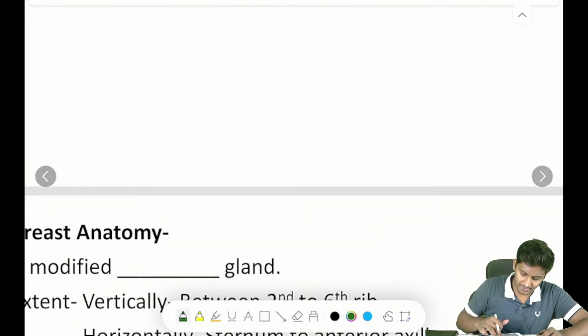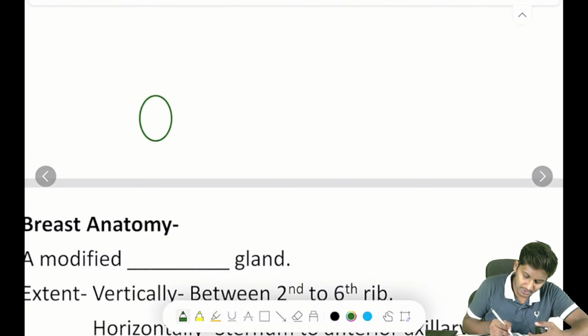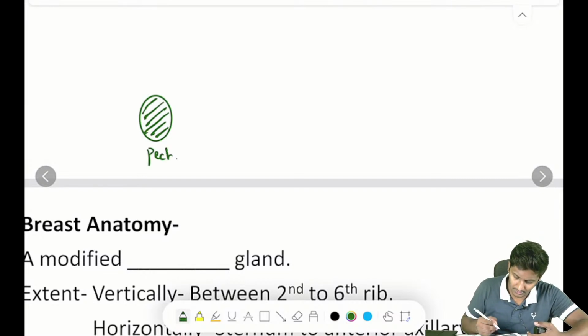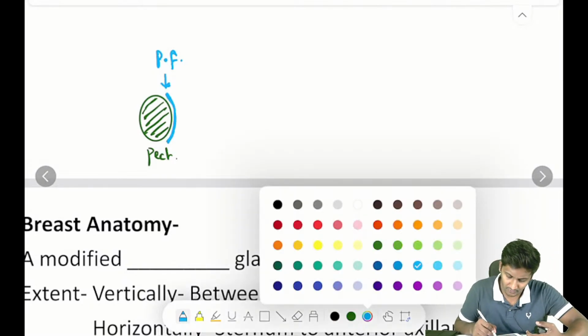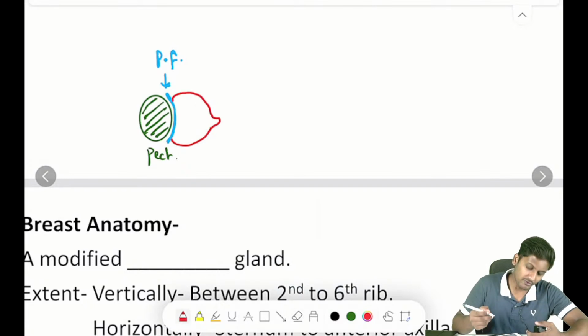So I was talking about the breast. This breast is present on the chest wall, and the chest wall is made up of the pectoralis muscle. The covering of a muscle is known as a fascia, and this fascia is called the pectoralis fascia. On that pectoralis fascia you are going to have your breast. This is the structure of a breast that you have to remember.